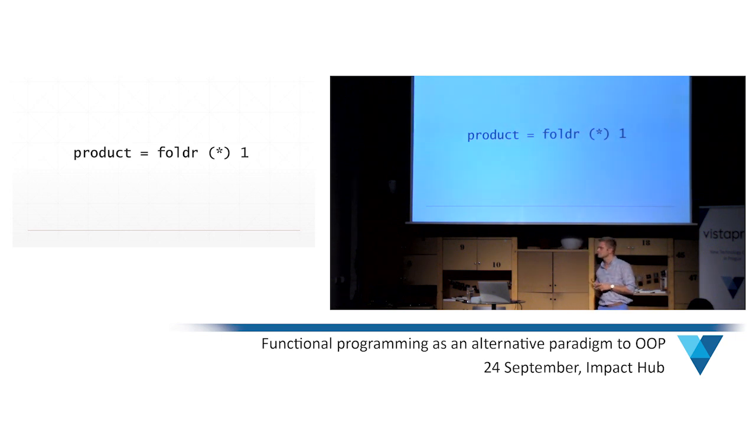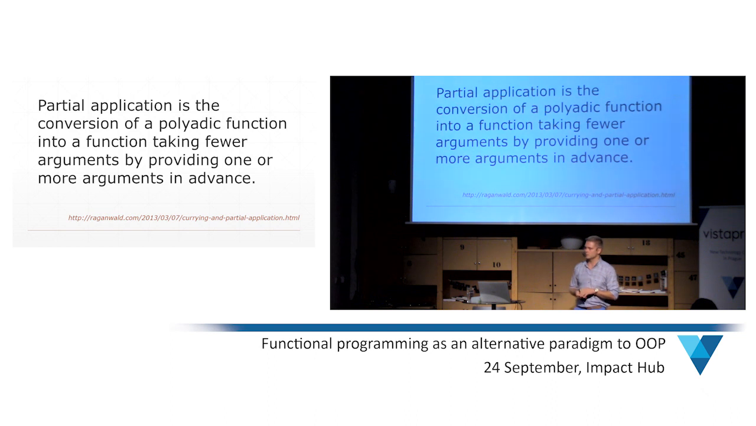That's actually fine. Since in functional languages a function is a first-class citizen, they try to make them as easy to work with as possible. They are neat and short. So if we don't pass all the arguments to that function, it just returns us a new function expecting just that one last argument. So this is called partial application. This is the conversion of a polyadic function into a function taking fewer arguments by providing one or more arguments in advance. So you can then combine those functions and compose them as much as you wish. That's really a powerful way of composing your application instead of applying the function every time to some value, to some state, and mutating it.